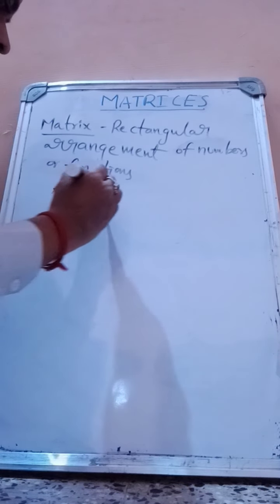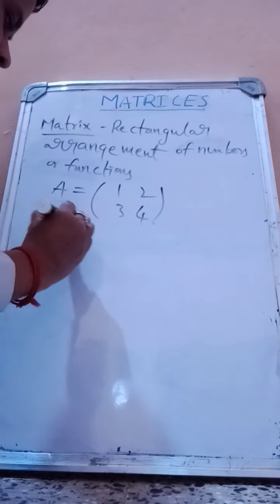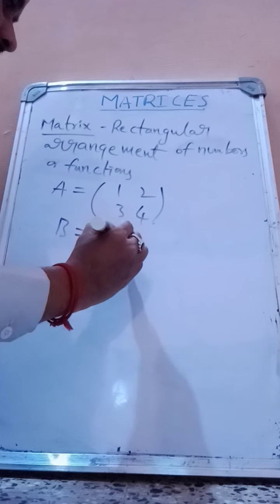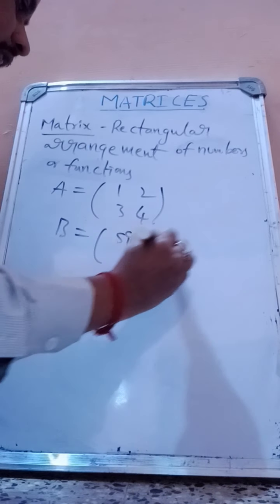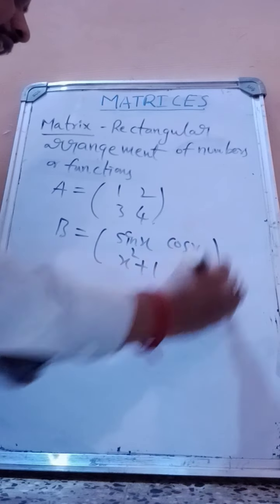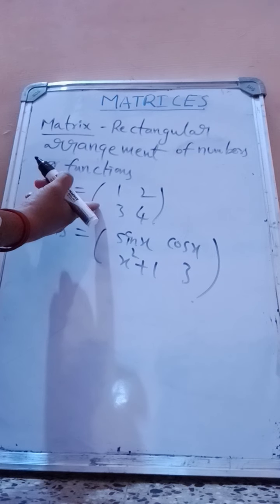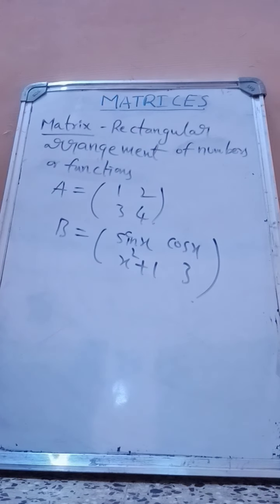So let us take one example. A is equal to 1, 2, 3, 4 and B is equal to sin x, cos x, x square plus 1, 3 like this. This is also one matrix. Okay? So a matrix is a rectangular arrangement of numbers.